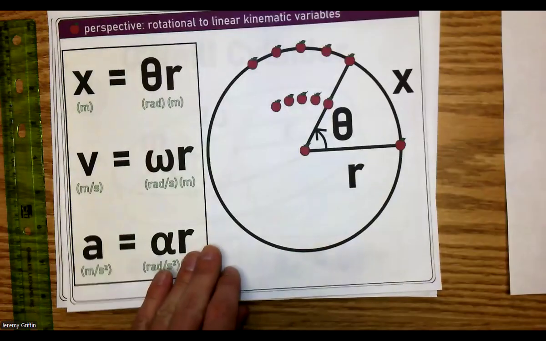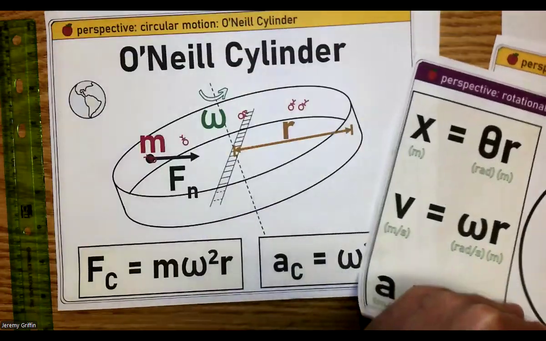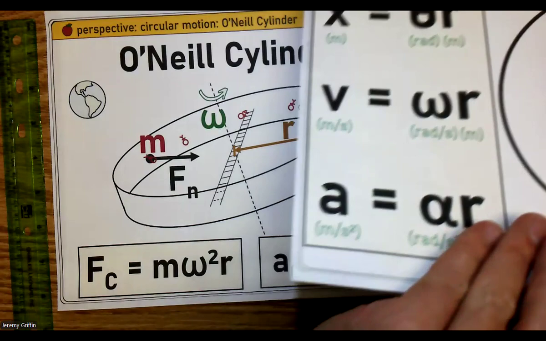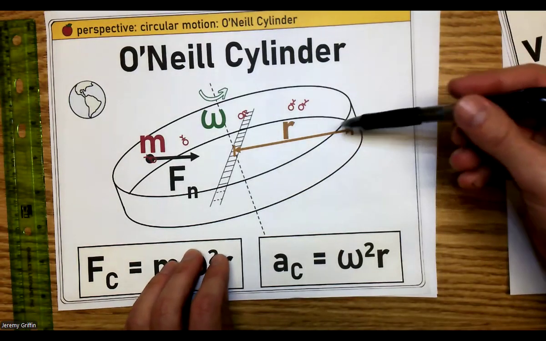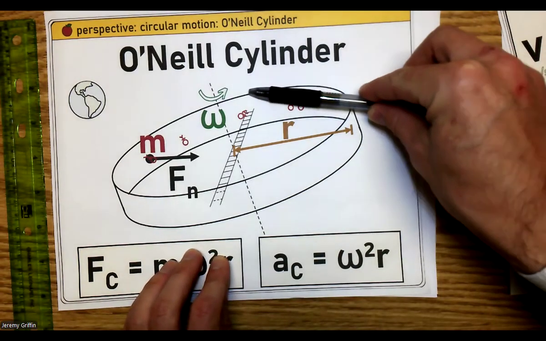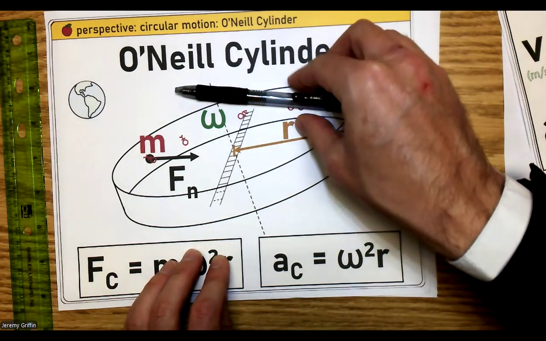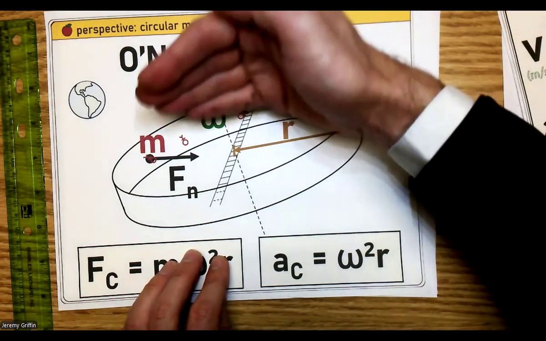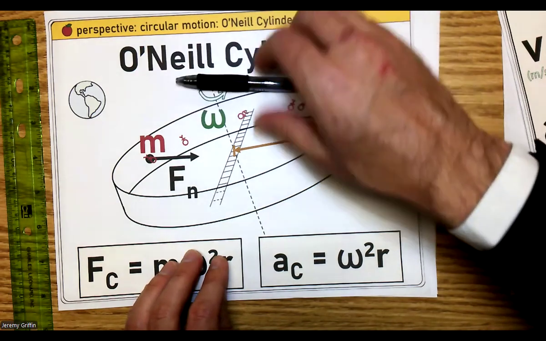So how about this O'Neill cylinder? I think it might be the same story here. Remember, you're always trying to go tangent to your path. You're always trying to fly off the side, but there's a wall there blocking you, the floor in this case, that's holding you into the circular path.